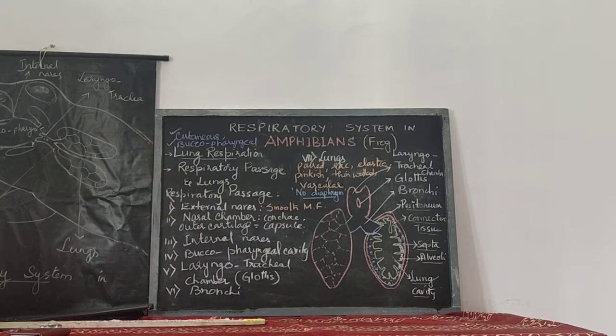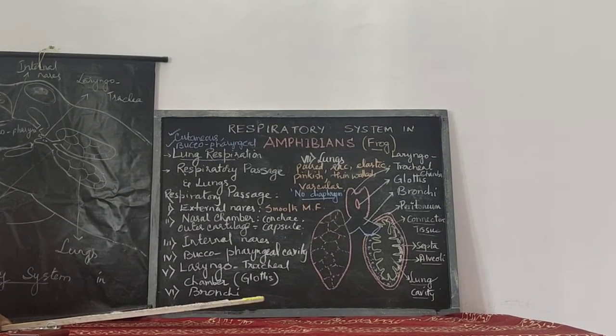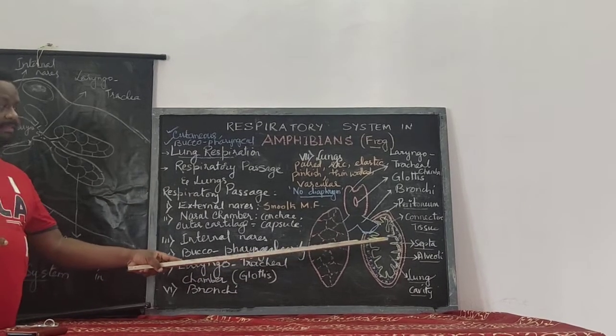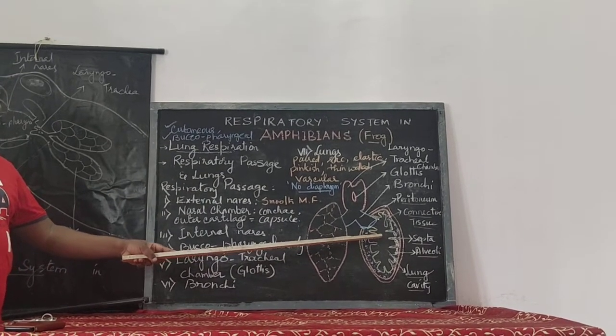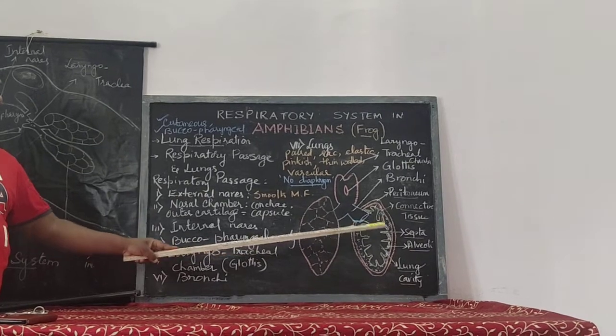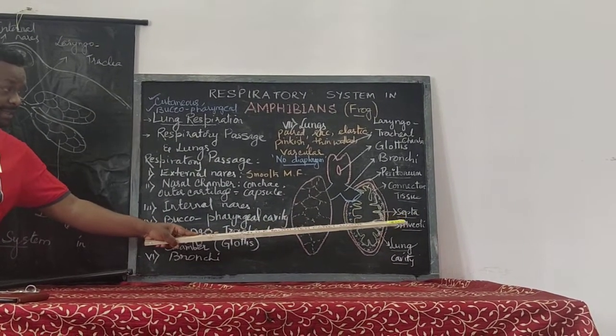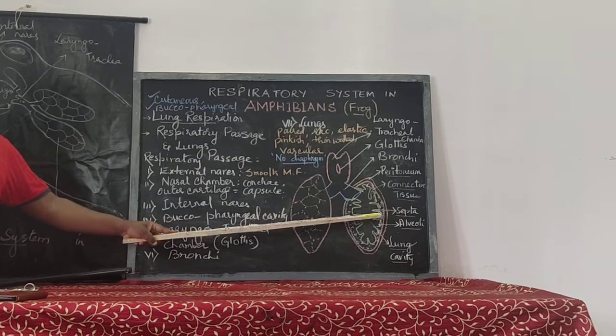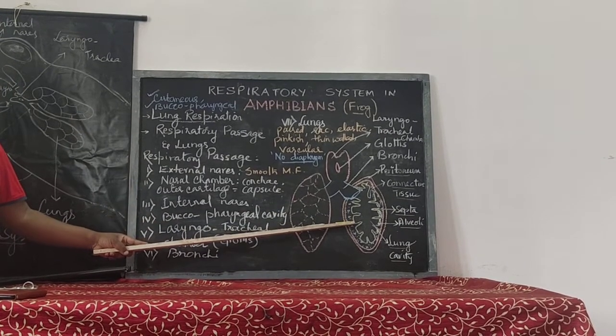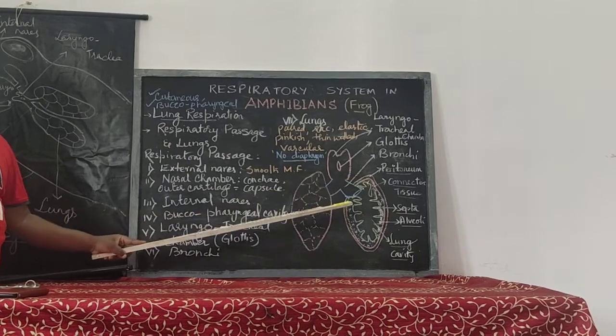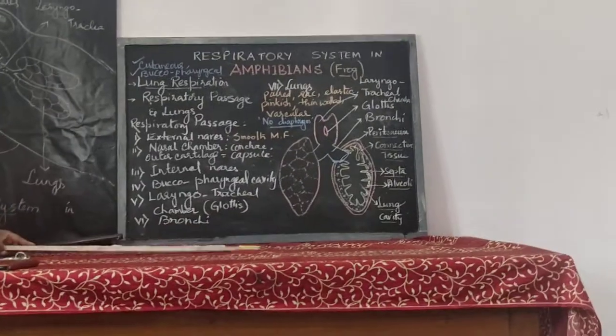The third stage is called gaseous exchange. It is the stage where the air that is rich with oxygen in the lung cavity will make its entry into alveolar capillaries, and then carbon dioxide rich blood will throw out the carbon dioxide into the lung cavity. So this is called gaseous exchange.